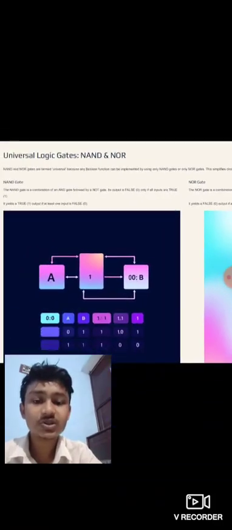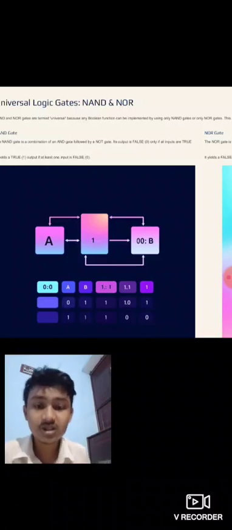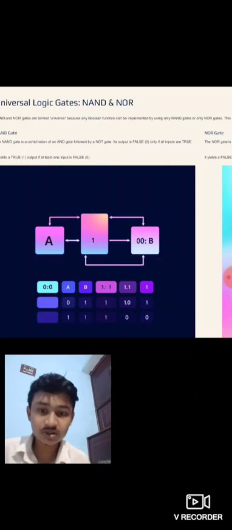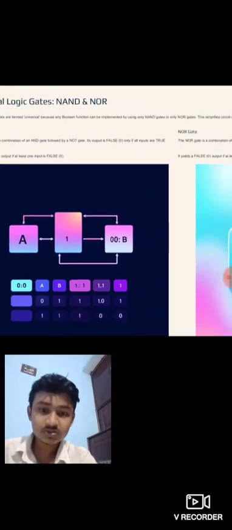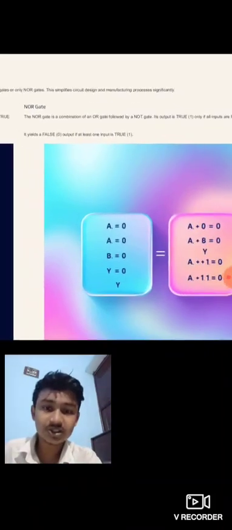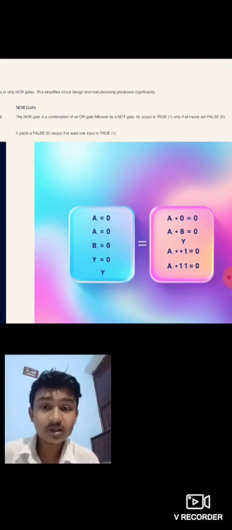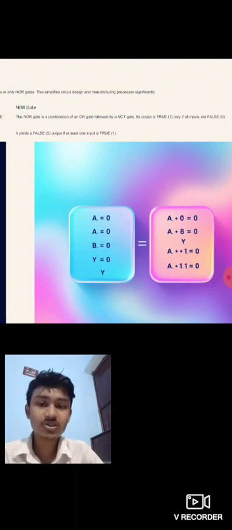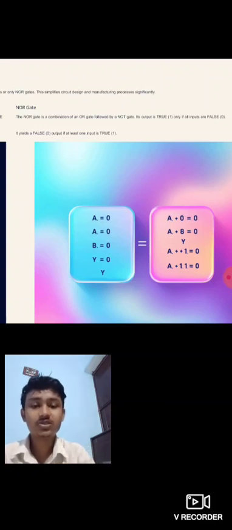NOR gate. See its diagram. This follows the same as the NAND gate. This is the truth table. A NOR gate is a combination of an OR gate followed by a NOT gate, and its output is true, 1, only if all inputs are false, 0. If the output is false, 0, at least one input is true.